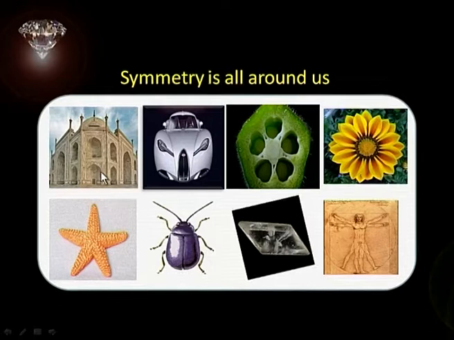Symmetry is all around us. We come across symmetry in practically every sphere of our activity, because you see the buildings here, the cars we come across. This actually represents a section of one of the vegetables, that is a ladyfinger. This is a flower here, a starfish, a bug, a crystal here, a human body. So, all of these are highly symmetrical objects, symmetrical entities. We are very familiar with all of them.